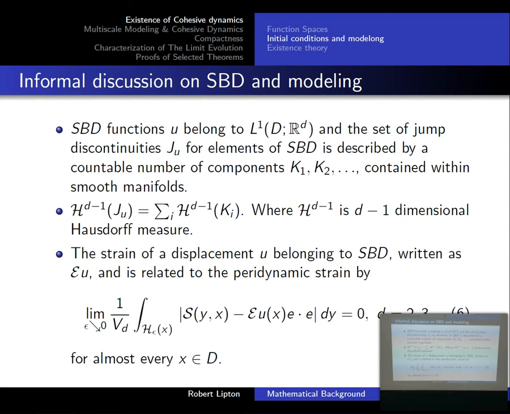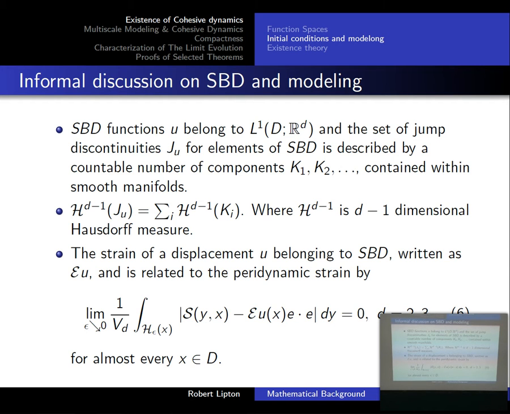Okay, so let's just talk about informal modeling again. In particular, SBD functions belong to L1. And the set of discontinuities is described by a countable number of components contained within smooth manifolds. This is the d-1 dimensional Hausdorff measure of each component, and the total jump set measure is given by the sum of these.